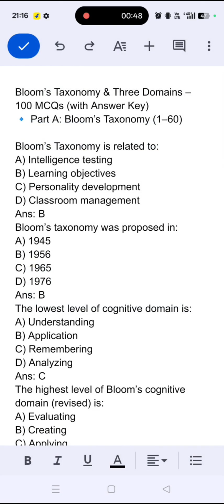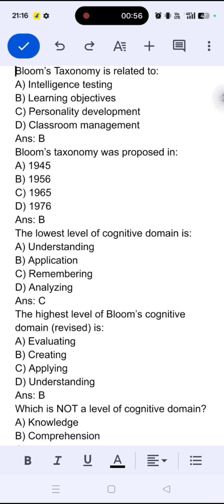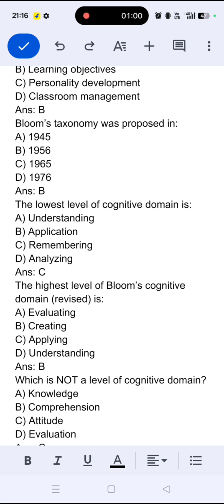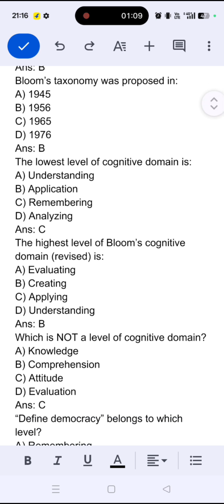First question is this: Bloom's taxonomy is related to option A intelligent testing, B learning objective, C personality development, and D classroom management. So B option is the correct, learning objective. Bloom's taxonomy was proposed in option A 1945, B 1956, C 1965, D 1976. So B is the correct, 1956.